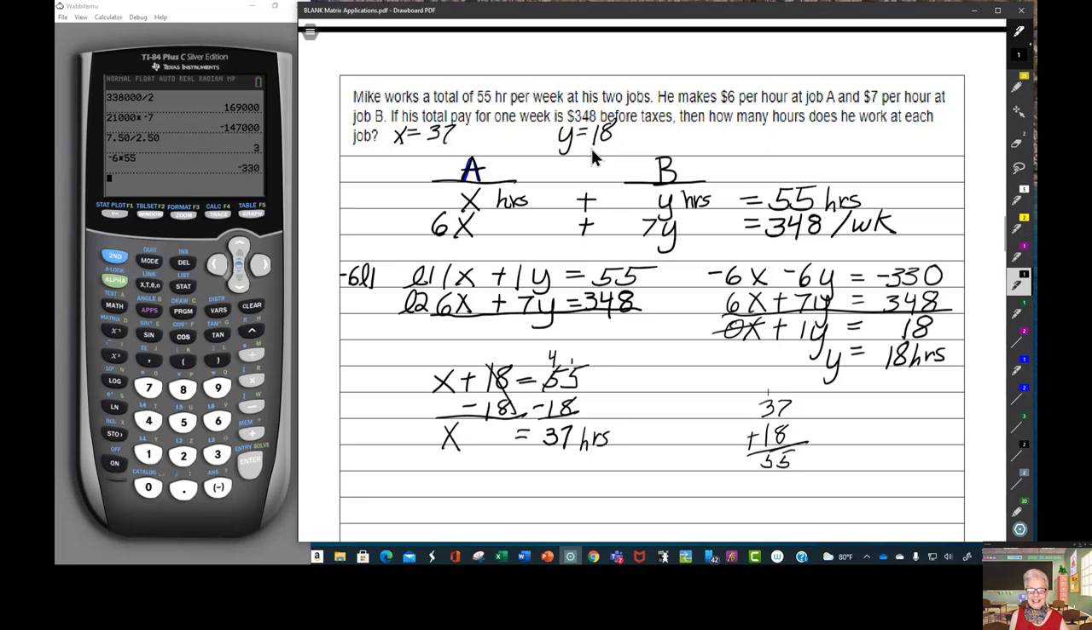Okay. Discussion about this. This is a pretty straightforward problem if you're looking for the parts. And you see in the second equation that there are two parts, job A and job B. So everything will involve them. And then there are always two facts about job A and job B. One, we've got the total number of hours, and two, we've got the total number of dollars he makes per week.